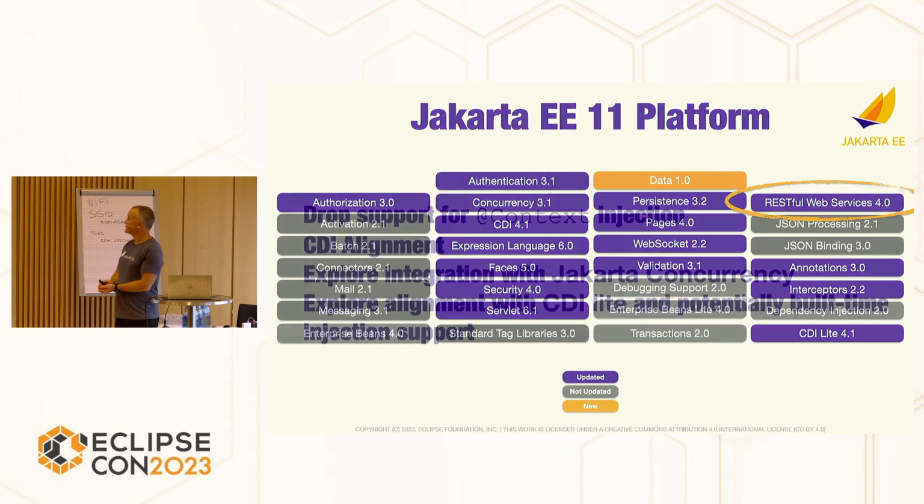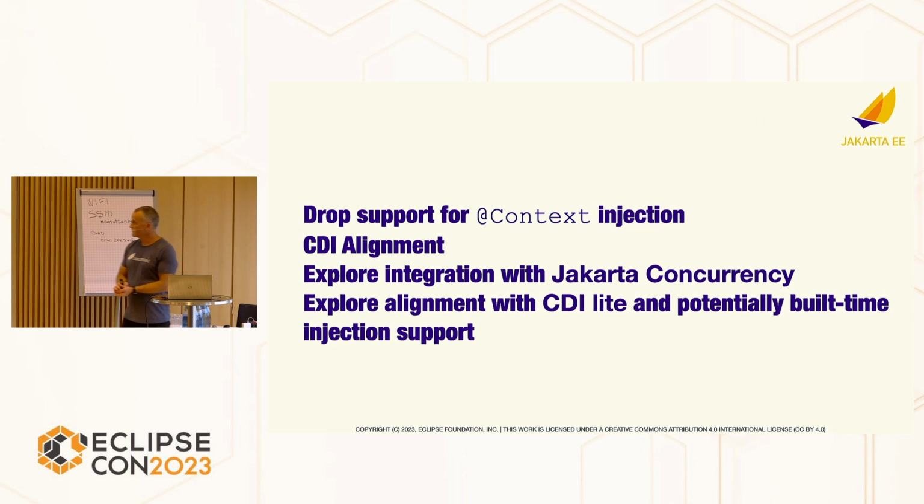Jakarta RESTful Web Services is also a major release, so they will break things: drop support for bad context, rely on CDI. They're going to explore whatever's going on in Jakarta Concurrency. I don't know how far they've come with that, but whatever is there to do the asynchronous things will probably adopt what Concurrency figures out. They also do some explorations with CDI Lite, since these are both part of the Jakarta EE Core Profile, so they probably want to remove some dynamic things to be able to do it at build time.